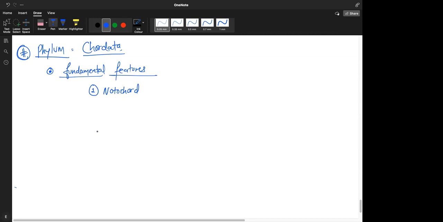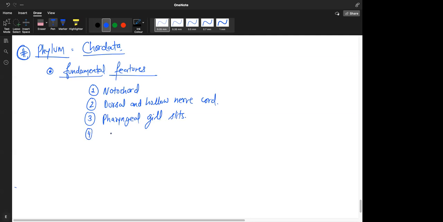Second is nerve cord, which is dorsal and hollow. Dorsal and hollow nerve cord. Third is pharyngeal gill slits. Okay. And these gill slits should be paired. And the fourth is post anal tail. These four features have to be present in all chordates.